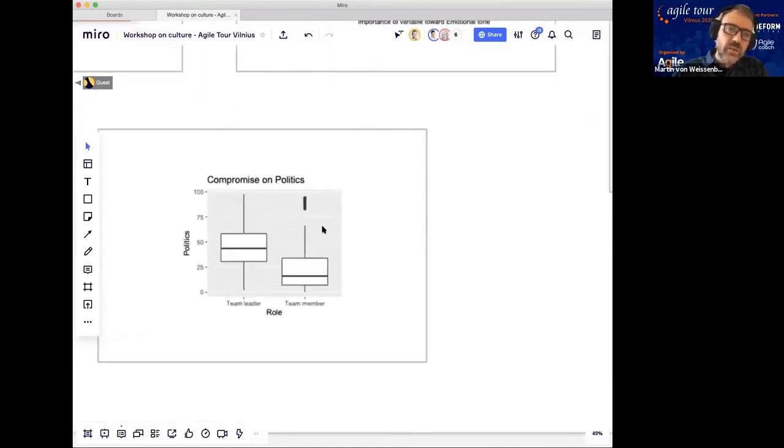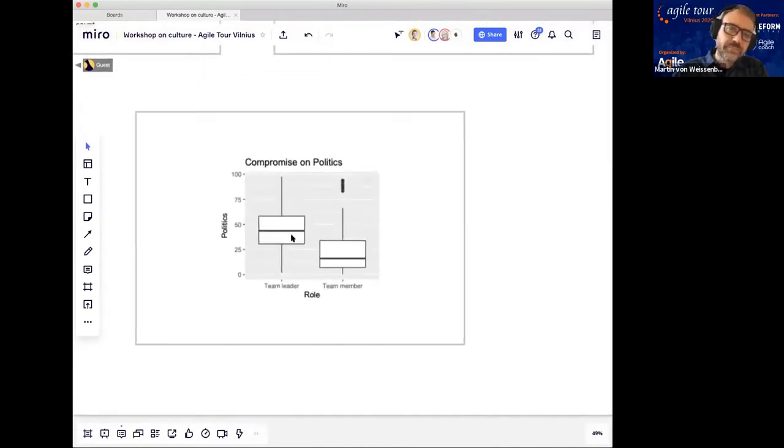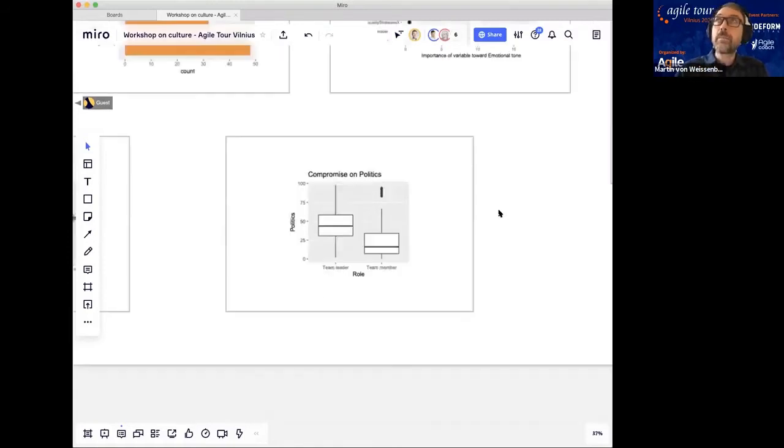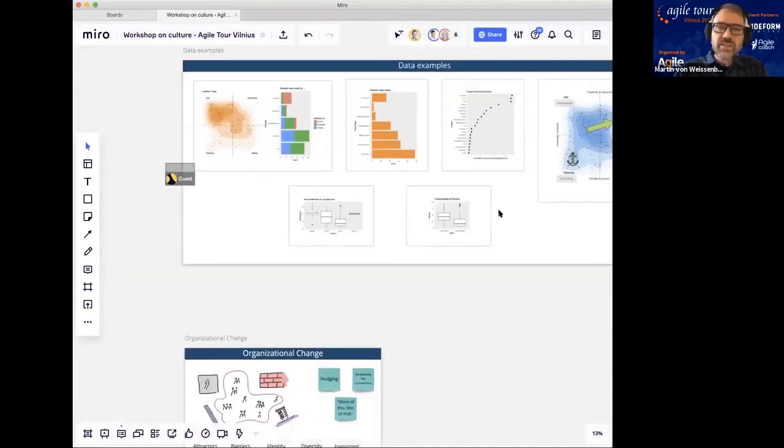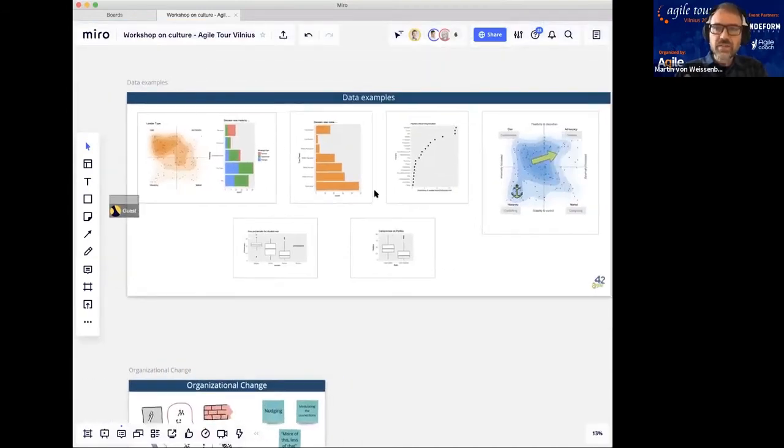And there are things like, in yet another client, we had compromising on politics. So when the team leader is making a decision, they have to compromise on politics, but team members don't have to as much, which is interesting. It means that the team leaders are stepping up and doing the work they are expected to do, stopping politics from affecting people. So this is what I wanted to show you: lots of different ways, when you have that information, you can pull it out and present it in different ways.